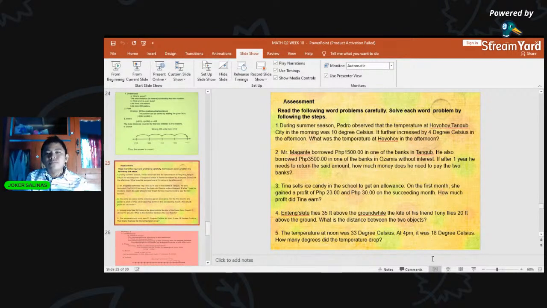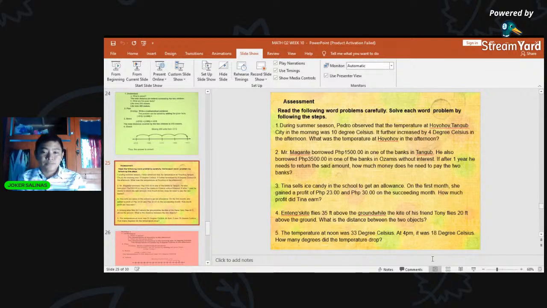Number 4. Enteng's kite flies 35 feet above ground, while the kite of his friend Tony flies 20 feet above the ground. What is the distance between the two objects? Repeat. Enteng's kite flies 35 feet above ground, while the kite of his friend Tony flies 20 feet above the ground. What is the distance between the two objects?